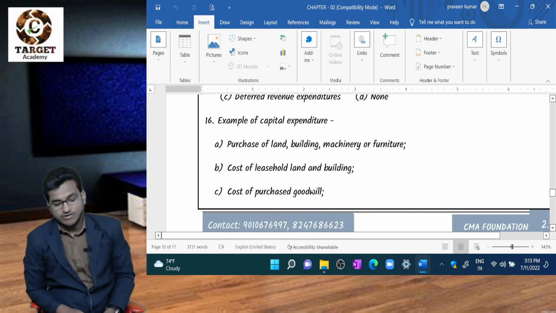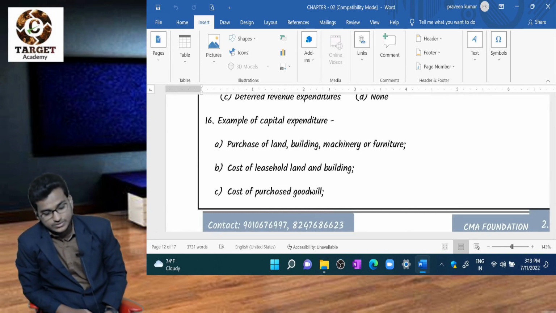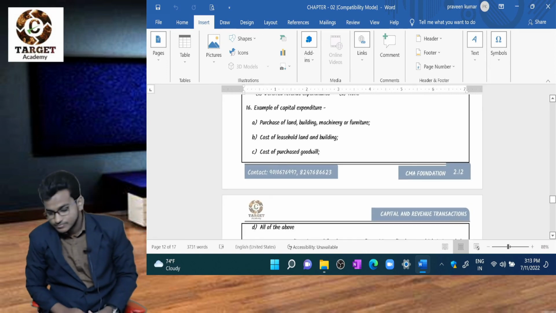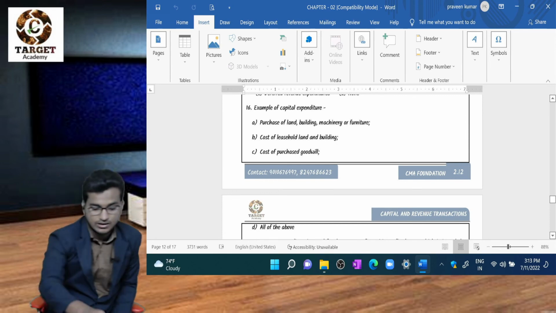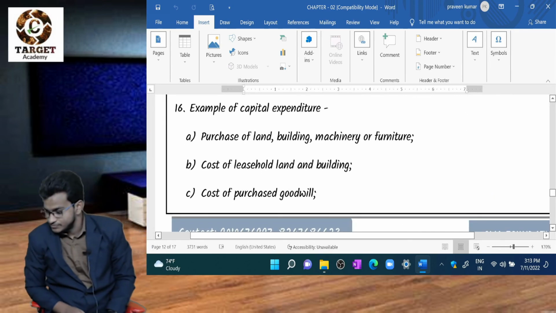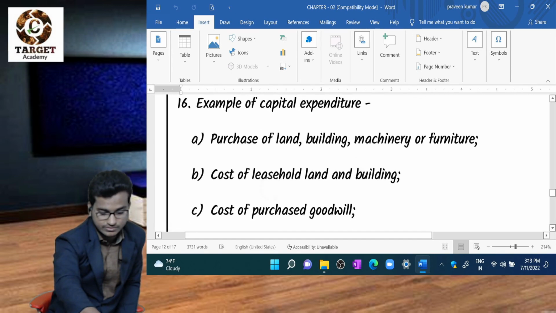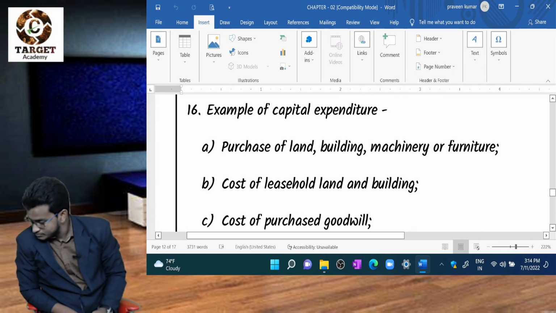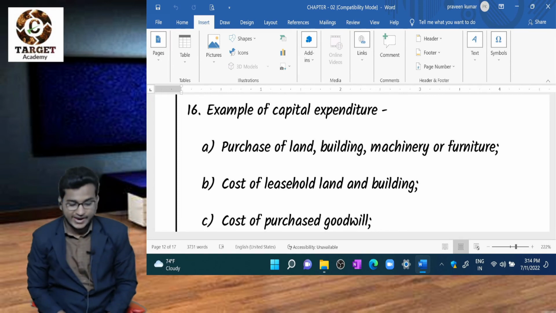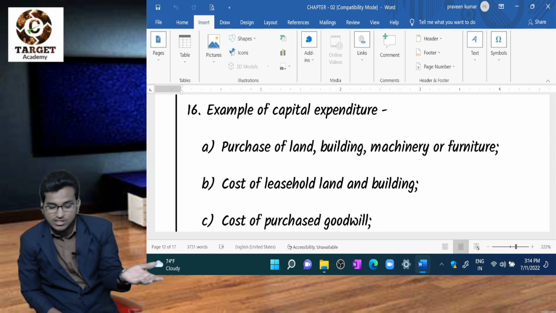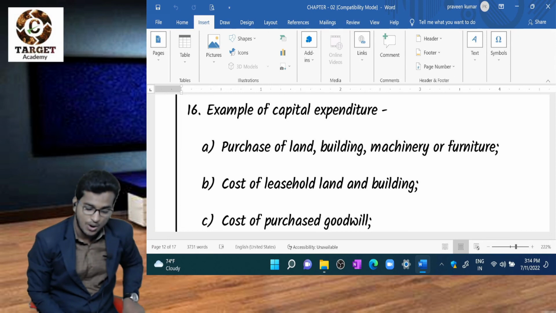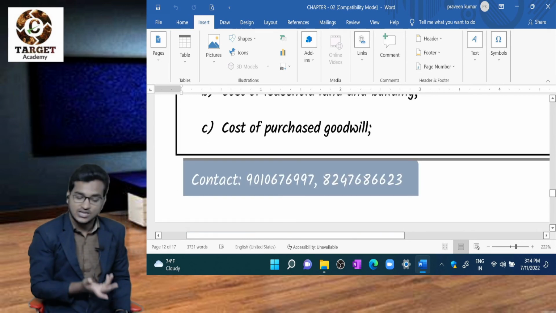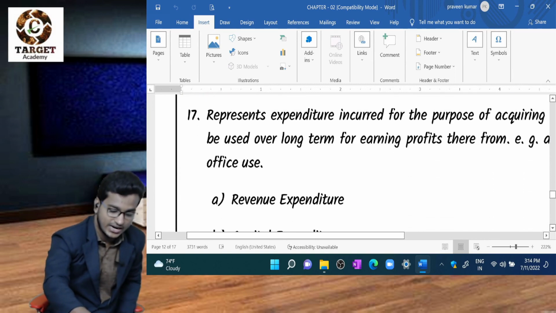Sixteenth, example of capital expenditure. Give me the answer. I'll show you option D also. All of the above is option D. You can see on your screen. I'll just zoom it. Option A is purchase of plant, building, machinery, furniture. That is all fixed assets we are purchasing. Option A is correct. Option B, cost of leasehold building, that is also correct. Option C, cost of goodwill. We know that goodwill is an asset. That is also correct. So option D, all of the above, is correct.